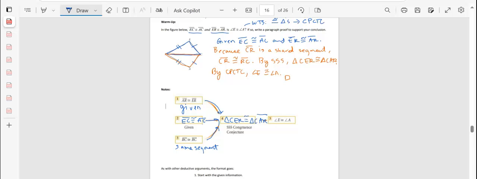And then because our CPCTC statement always flows out of a triangle congruent statement, we draw an arrow from box 4 to 5. And the reason why angle E is congruent to angle A is CPCTC.